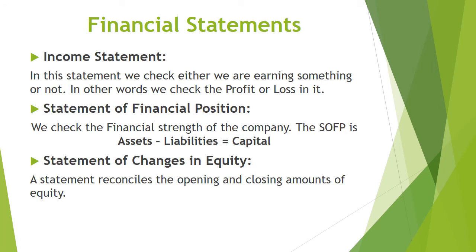And then there are financial statements. There are three financial statements. Income statement: in this statement we check whether we are earning something or not, means we check profit or loss. Statement of financial position: we check the financial strength of the company. The SOFP, statement of financial position, is assets less liabilities is equal to capital. And statement of changes in equity: this statement reconciles the opening and closing amounts of equity.